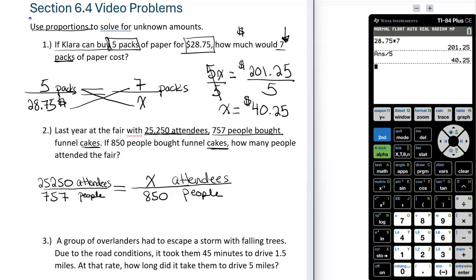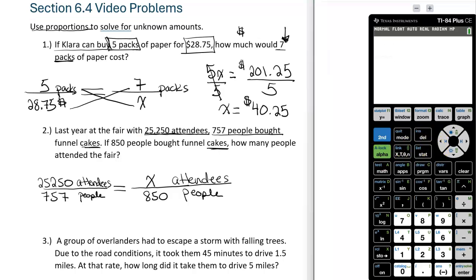I want to mention here that it doesn't matter the location of the units. If I put people on top and attendees on the bottom, as long as it's on both sides, that will get you to the same answer. So don't worry about location, as long as they're in the same position on both sides. Whether you put a unit in the denominator or the numerator doesn't matter as long as it's consistent.